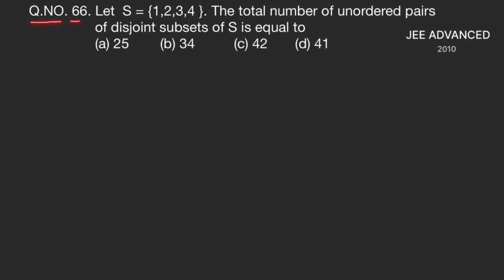Question number 66. Let S be a set whose elements are 1, 2, 3 and 4. Then we have to find the total number of unordered pairs of disjoint subsets of S. Let's see the solution of this question. So here S is given, which is equal to {1, 2, 3, 4}. Total number of elements of S is equal to 4.